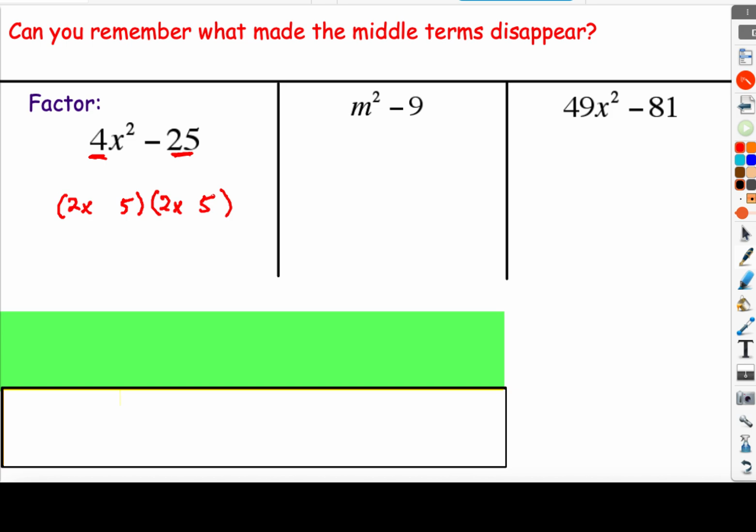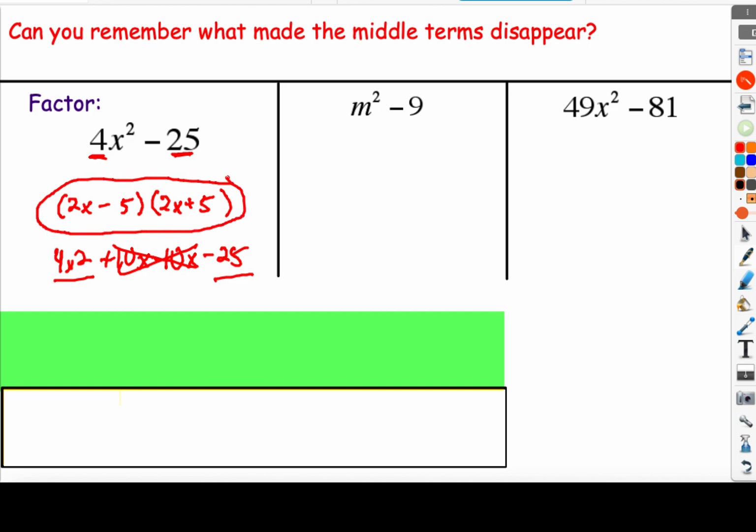I also need negative 25, which makes me think, let's make one of them positive, one of them negative. Again, that would be a 4x squared if we FOILed, plus 10x minus 25. The middle disappears, and we keep the 4x squared minus 25. So we've factored right here.